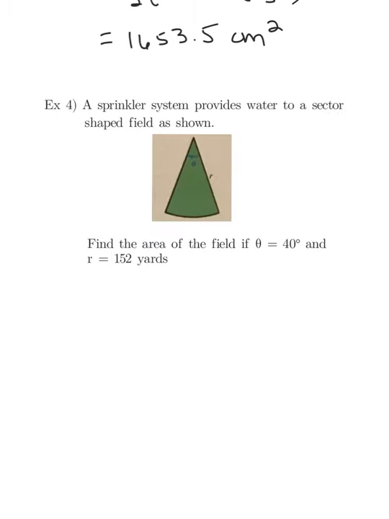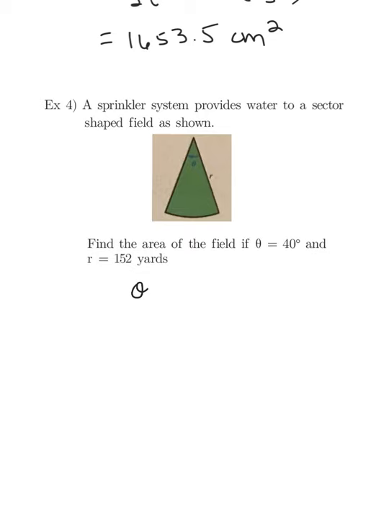On example 4, we have a sprinkler system that provides water to a sector-shaped field as shown, and we have a picture showing you what the field looks like. This is just the sector of a circle, and we are asked to find the area of that field if theta equals 40 degrees and r equals 152 yards. So this is just an area of a sector problem, but the first thing we have to notice is that our theta is in degrees.